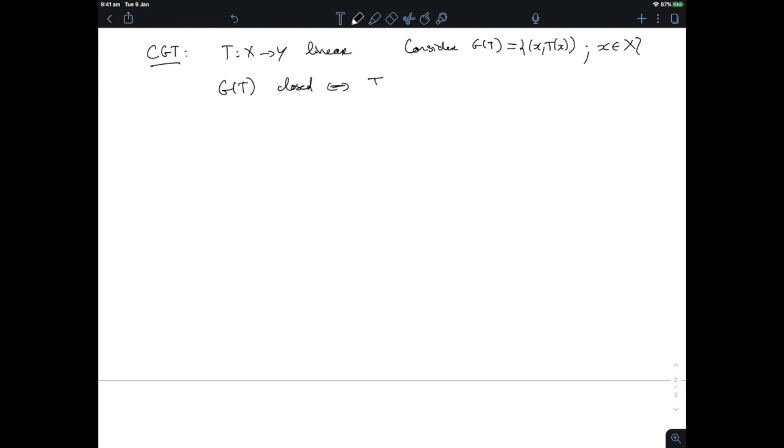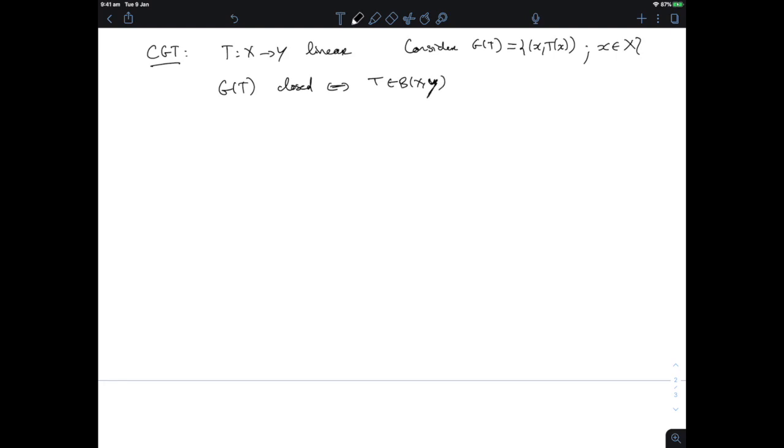Now the last consequence of Baire's theorem we will discuss is called the closed graph theorem. So what does the closed graph theorem tell us? It tells us that if we have a linear map T between two Banach spaces, and we consider its graph, which is the set in X cross Y of all those points of the form (x, T(x)) with x in X, then this graph being closed is equivalent to T being a continuous map.